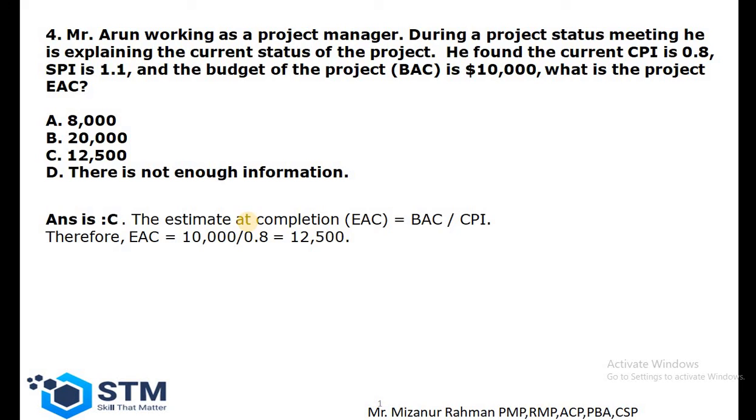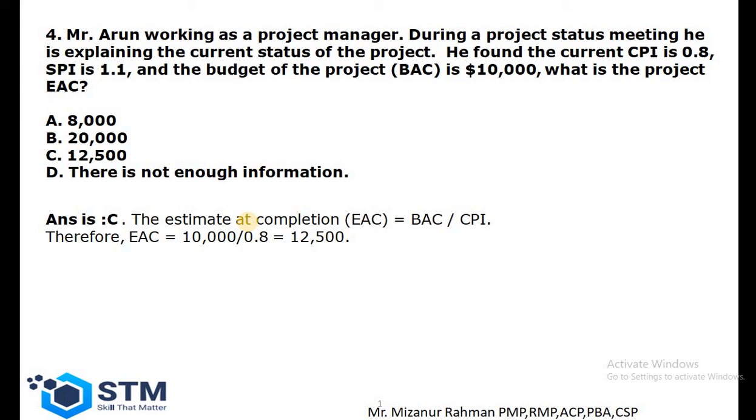Here another question. Mr. Arun is working as a project manager. During a project status meeting, he is explaining the current status of the project. He found the current cost performance index is 0.8 and schedule performance index is 1.1, and the budget of the project was $10,000. What is the EAC?